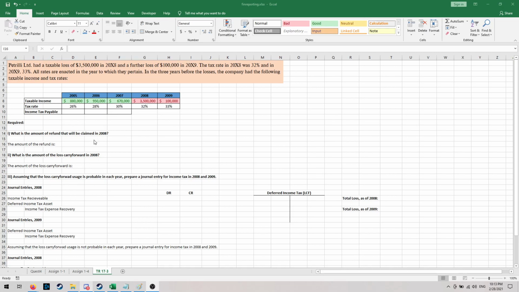In the first part, we're asked how much refund can Petrelli claim in 2008? So we know they can carry this $3.5 million loss back up to 3 years. And we can also see that in these 3 years, they never made more than $1 million. So just logically, we can tell that they have a sufficient loss here to cover their entire profit over the 3 years. So to know how much we can get back, we need to know how much we paid.